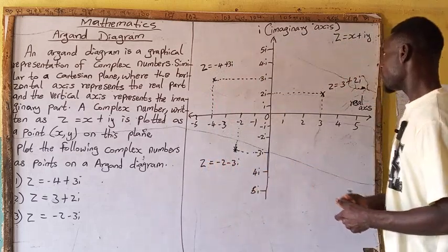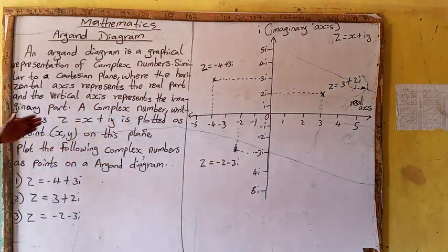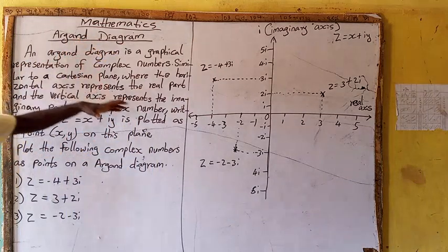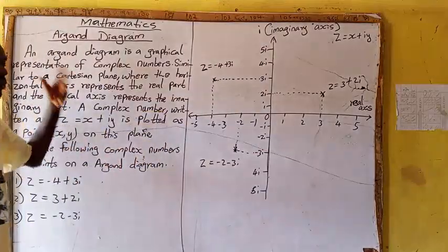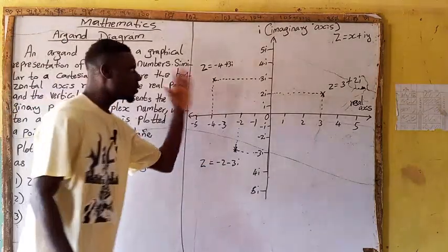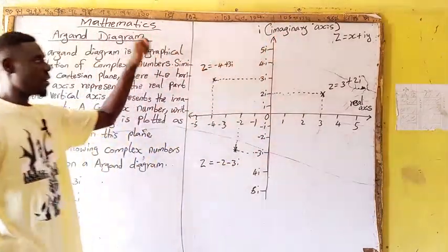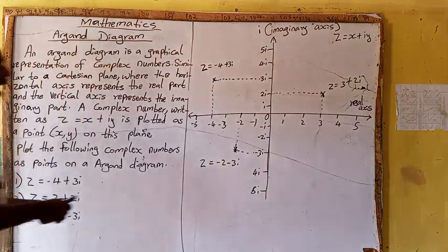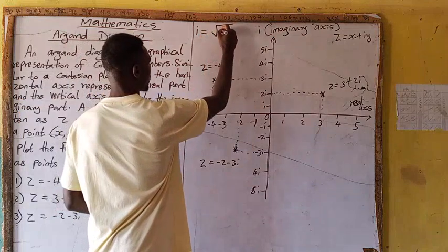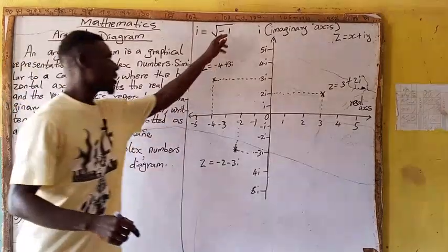So this is how we represent, or this is how we draw, an Argand diagram. This is a kind of general format. This is what you do anytime they tell you to plot a graph under complex number. Your vertical line is your imaginary axis, which is where you have your i. Don't forget, i itself is equal to square root of -1.